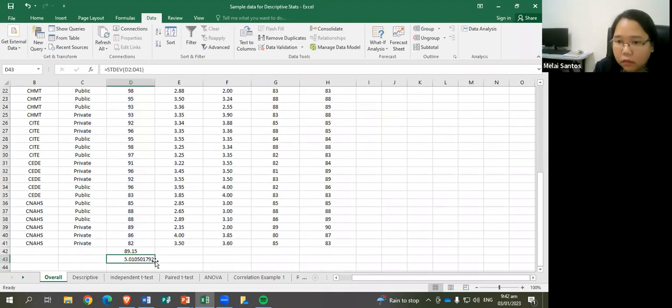That's the answer. Now, what does standard deviation stand for? What is it used for? You remember what standard deviation is?